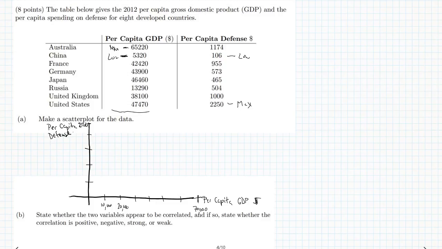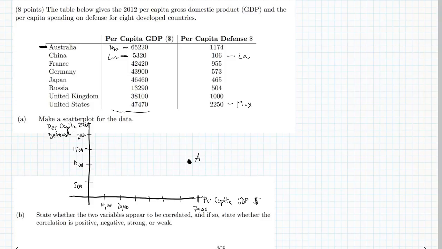So now, just so you can see, I'm actually going to use initials along the way, alongside of the dots that we'll use. So Australia, we have 65,220 is the per capita GDP. Okay, so it's going to be way over on that one side, and then the per capita defense is 1,174. And remember, this is 500, 1,000, 1,500, 2,000. All right, so 65,000, 1,174. So we get something like that. Okay, and this would be A for Australia. So that one's checked off.